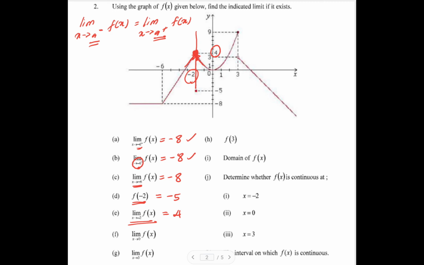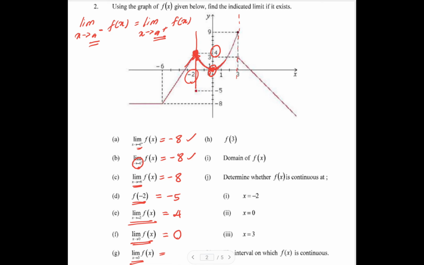And then limit as x approaches 0. Limit as x approaches 0, also the same thing: from the left it approaches 0, since here the value is 0, and from the right it approaches the same value, which is 0. And then for G, limit as x approaches 3.